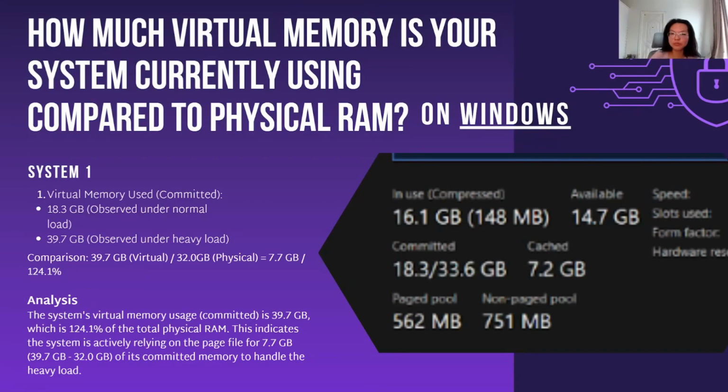So first up is how much virtual memory is your system currently using compared to physical RAM. For this one, we use 3 different laptops, 2 Windows and 1 MacBook. For the first one, virtual memory use is 18.3 GB observed under normal load and 39.7 GB observed under heavy load. So the comparison is 39.7 minus 32 GB, which is 7.7 GB or 124.1%. So this indicates that the system is actively relying on the page file for 7.7 GB of its committed memory to handle the heavy load.